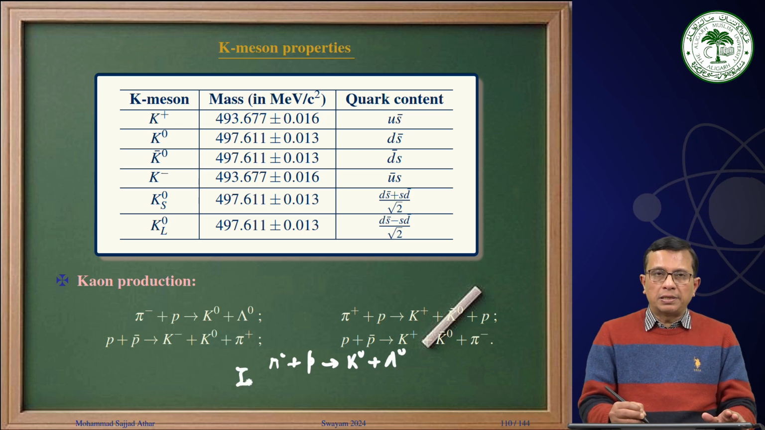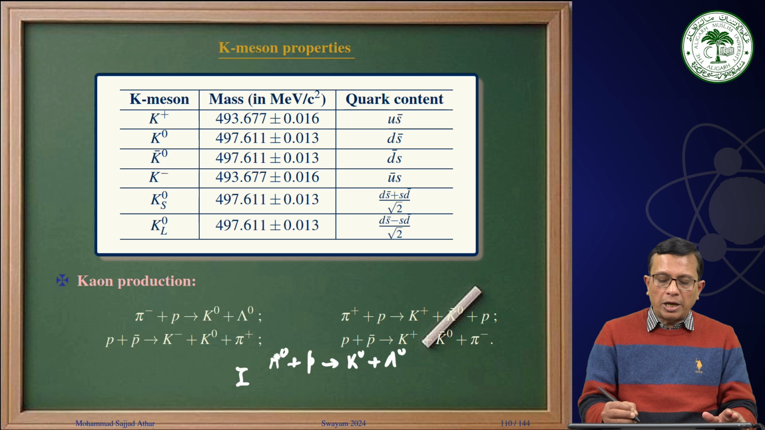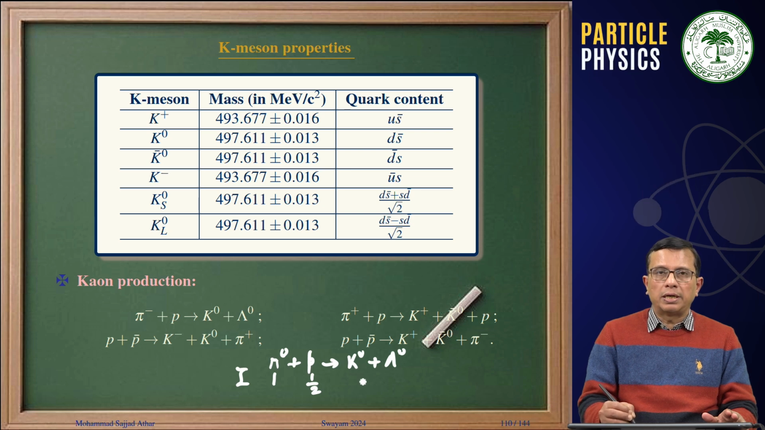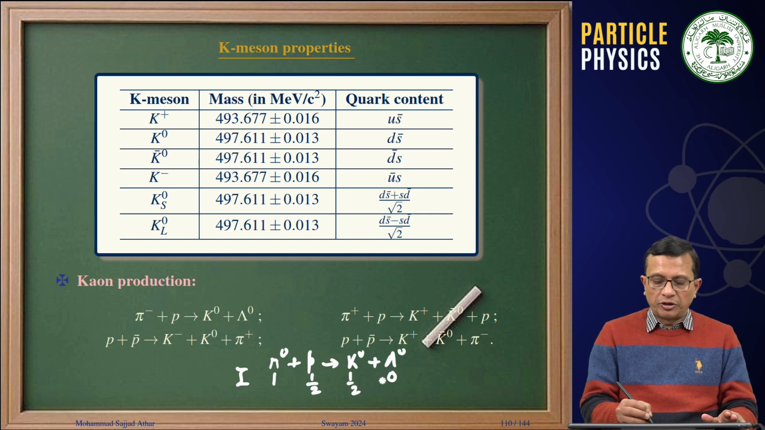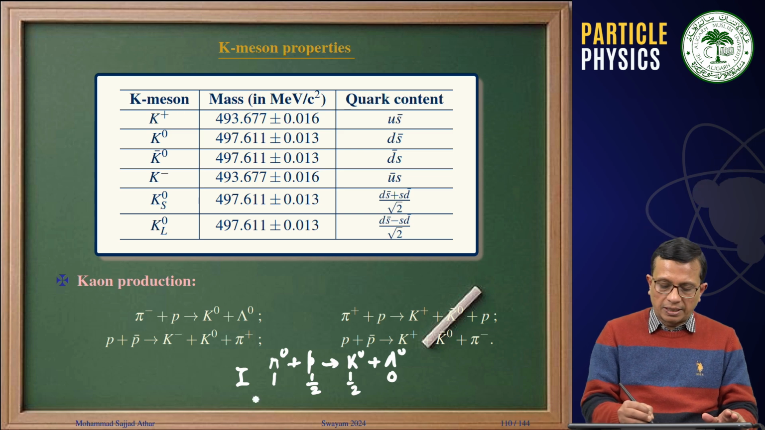Isospin: the pion is an isotriplet, so this will be 1. The proton is an isodoublet. K0 is an isodoublet, which exists with K plus. And lambda is an isosinglet. Therefore, you can see that 1 plus minus half will give you half in the final state.